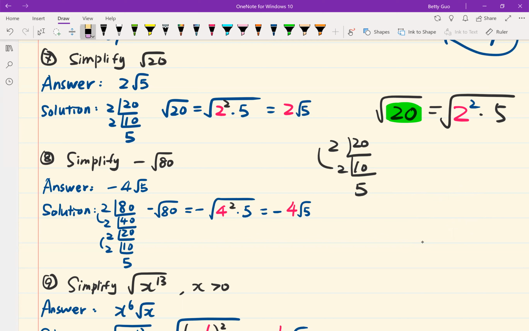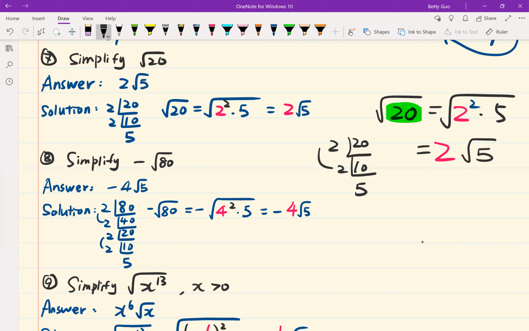Could we move the 2 in red, the base 2, outside the radical? 2 has a square on the shoulder, right? The square cancels the square root. So 2 will be released outside the square root. 5 will stay because the 5 has no square to cancel the square root.